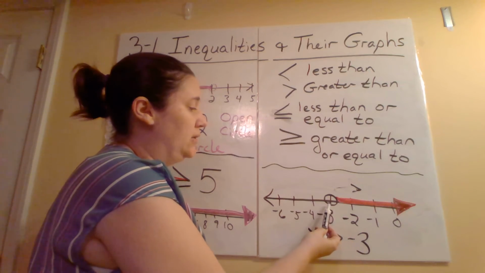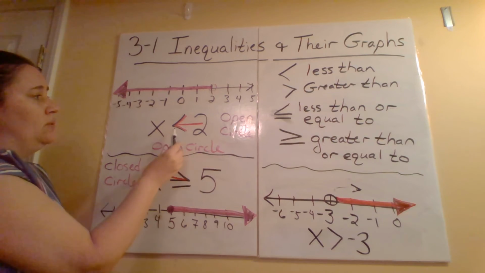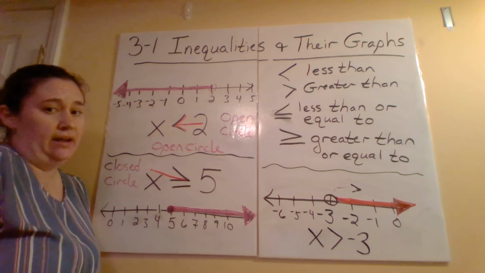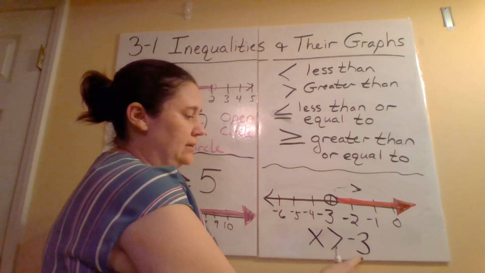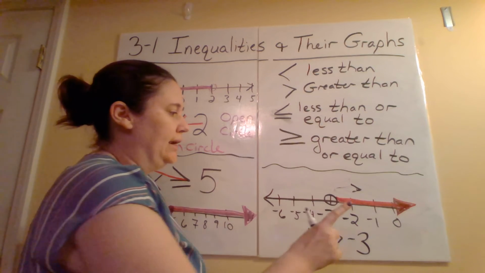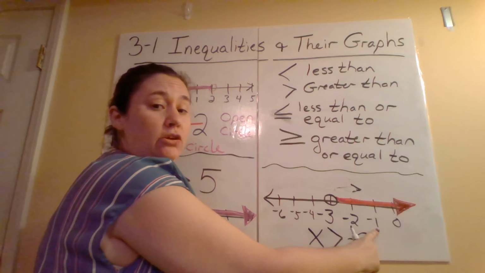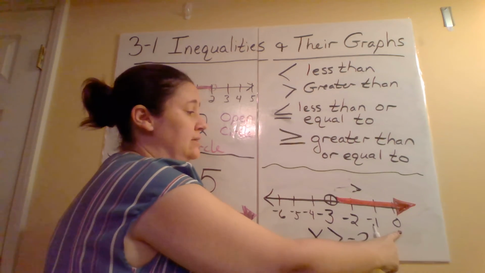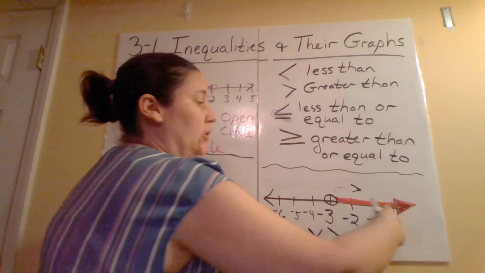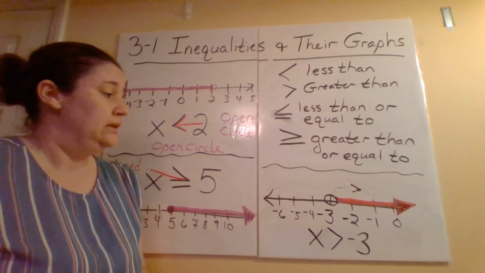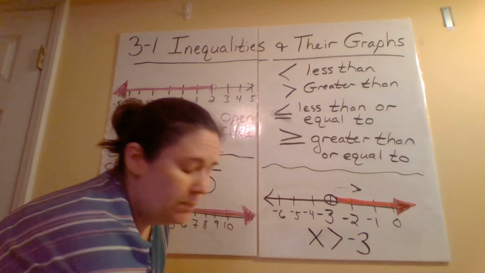So this circle is an open circle. Which one had an open circle? It was the one that did not have the equal to sign underneath it. So this is all the numbers that are greater than -3. And let me make sure I got it right. Is -2 greater than -3? Yes. -1 greater than -3? Yes, it is. 0? Yes. 1? Yes. 20? Yes. Those numbers are all bigger than -3. So I think I got it right. I want you all to try some problems in your workbook now.